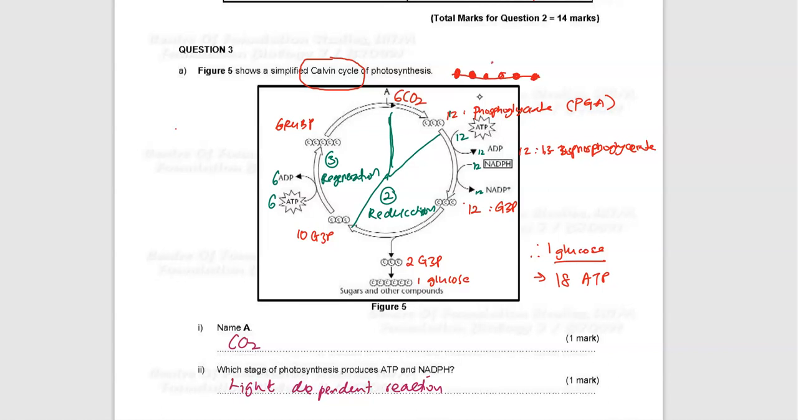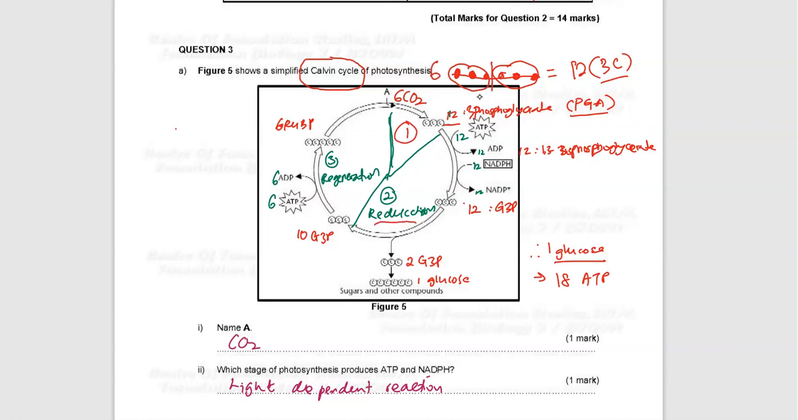This molecule is not stable, so it splits into 2. Because initially we have 6 molecules, when each breaks into 2, 6 times 2 produces 12 molecules of a 3-carbon compound. This compound is called PGA, so 12 molecules of PGA, or 3-phosphoglycerate. This occurs in the first stage, which is carbon fixation. Then it enters the second stage, which is reduction.